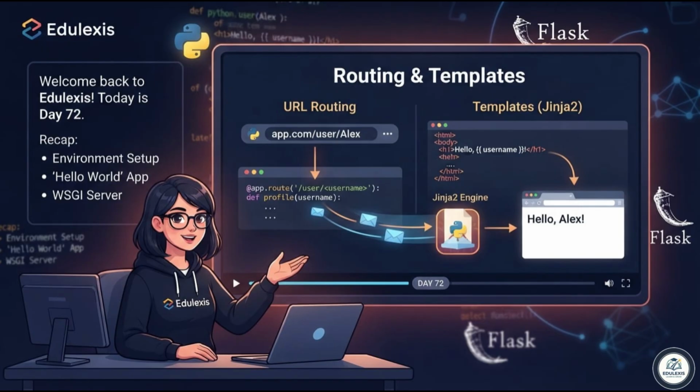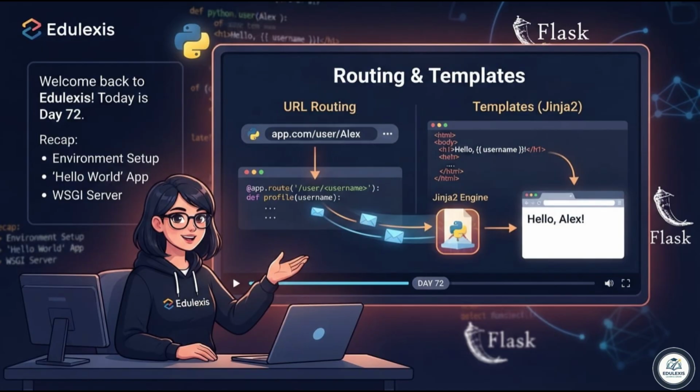If you've been following along, you know that Flask is a micro-framework, perfect for building robust web applications quickly. Before we get into the complex stuff, let's briefly recap what we've covered. We've set up our environments, created our first Hello World app, and understood how the WSGI server works. Today, we bridge the gap between simple static responses and dynamic, user-interactive web pages.